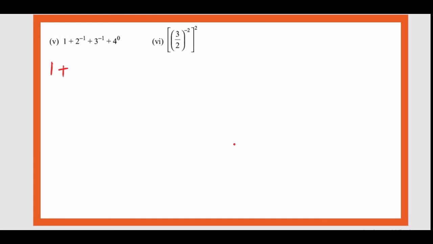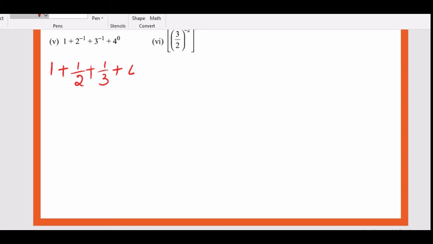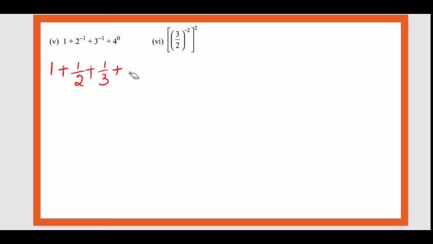So 1 plus 2 power minus 1 I can write as 1 by 2. 3 power minus 1 I can write as 1 by 3, plus 4 power 0. So what is the value of 4 power 0? Anything power 0 is 1 only, right? So from that what can I write here? 1. So 1 plus 1 is nothing but 2 plus, since these two are unlike fractions, I need to take the LCM of these two, then I need to add them.